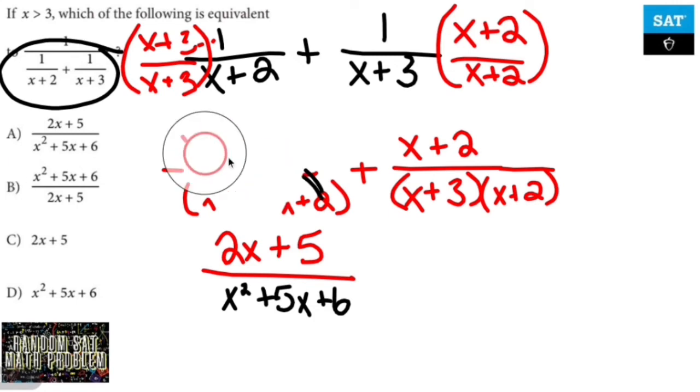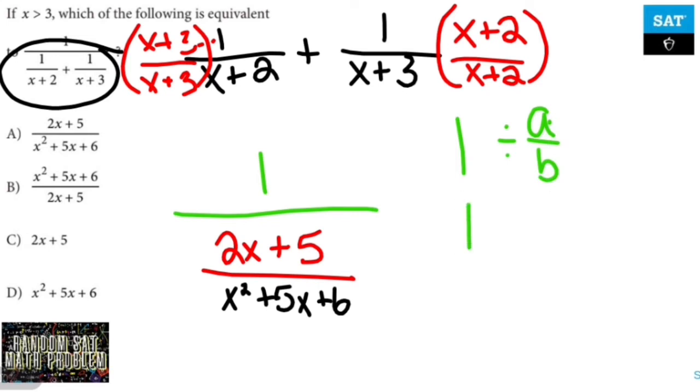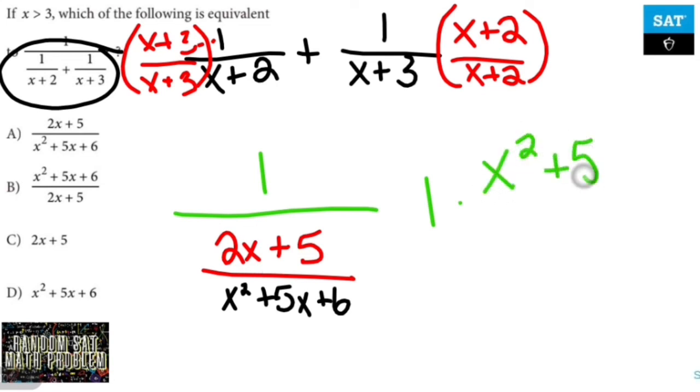Now keep in mind, that was not the original problem. The original problem was 1 over that. What this is saying is 1 divided by a fraction. Now, a very basic idea that if you have a number, we'll say 1 again, divided by a fraction, you keep the first guy, you change this to a multiply, and you flip. So dividing the fraction is the same as multiplying the reciprocal. So what I get to do here is I'm going to multiply 1 to this guy, but flipped. So if I flip it, I get x squared plus 5x plus 6 over 2x plus 5.